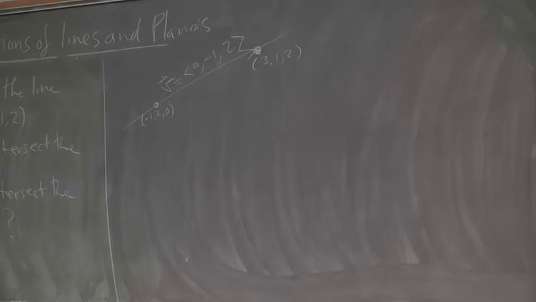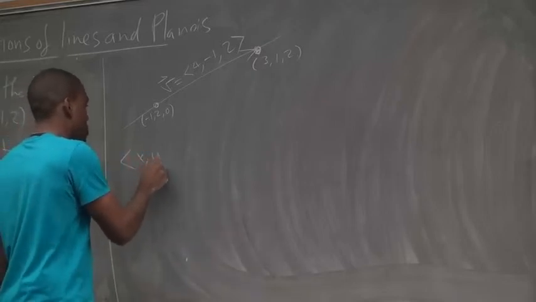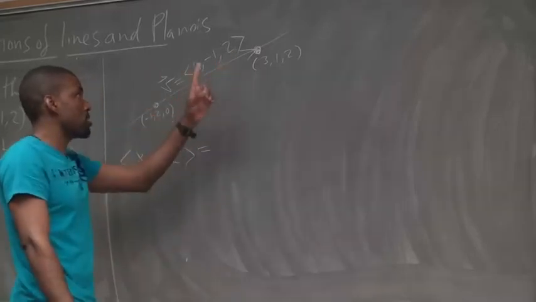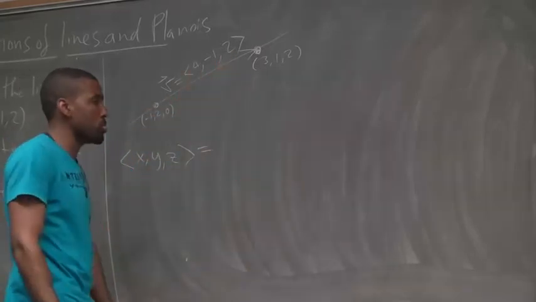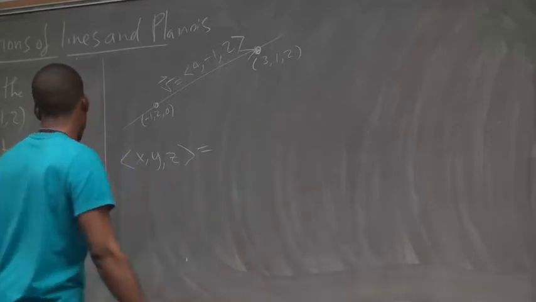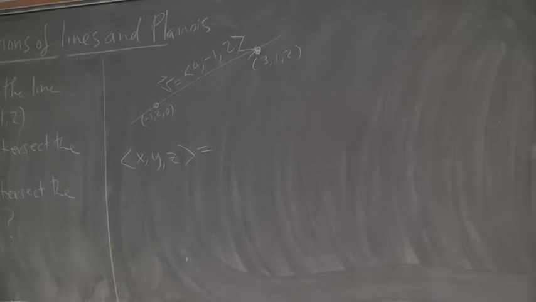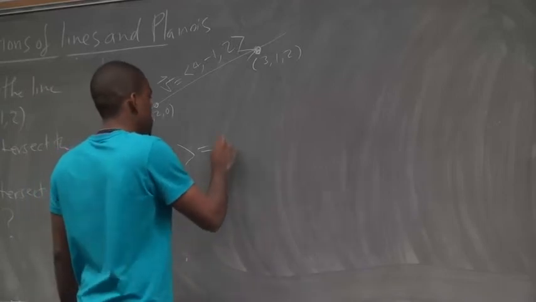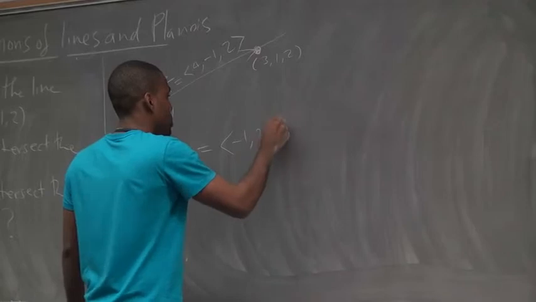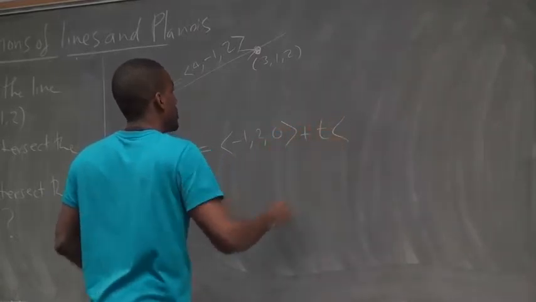So now can I find the line? Yeah, sure, you can just use either one of the points. All I need to find the equation of a line is a point and a direction. I have my direction and I have a couple points to choose from. I picked the first one because it has a 0 in it. But it really doesn't matter which one you pick. So I'll pick any point. I'm going to say it's -1, 2, 0 plus t times this vector.